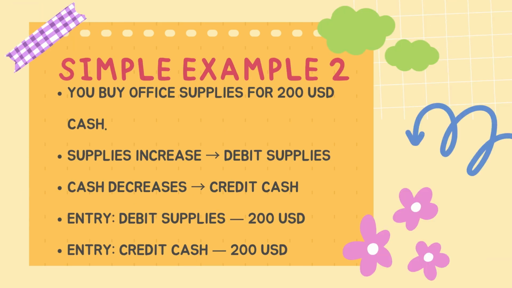Let's take another example. Suppose you buy office supplies for $200 cash. Office supplies increase, so we debit supplies. Cash goes out, so cash decreases. That means we credit cash. So the entry becomes debit supplies by $200 and credit cash by $200.